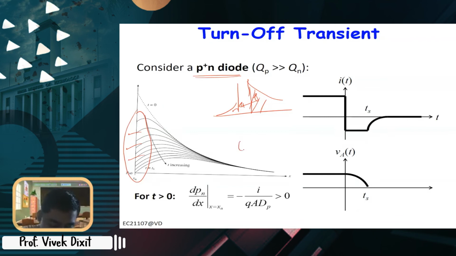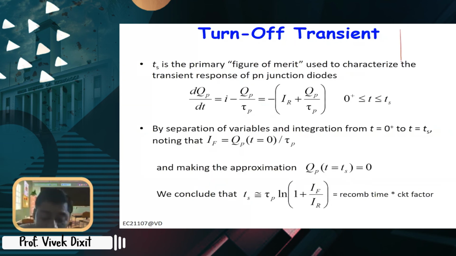And the current I is equal to minus q A D dp by dx, right? So you can write dp by dx as I by q A D. So if I changes, then dp by dx will change with I. Now, if you want to write the equation for this charge, what is the rate of change of this charge?